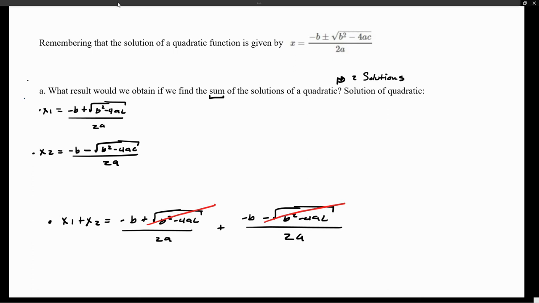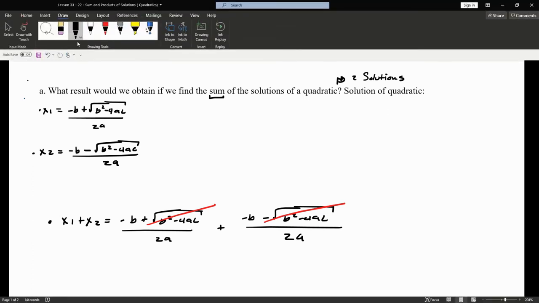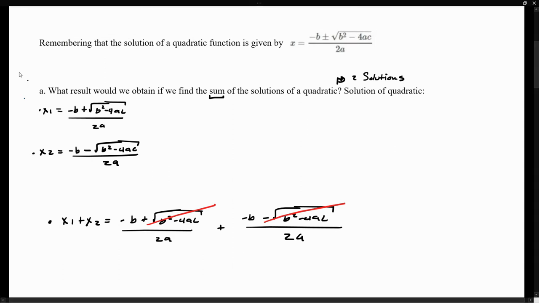If they cancel each other out, what else do we have? We're going to end up with the following. As we keep simplifying, we get minus b minus b, so that's minus 2b. They both have the same denominator, which is 2a, and the 2s cancel out. So now we get the expression minus b over a.